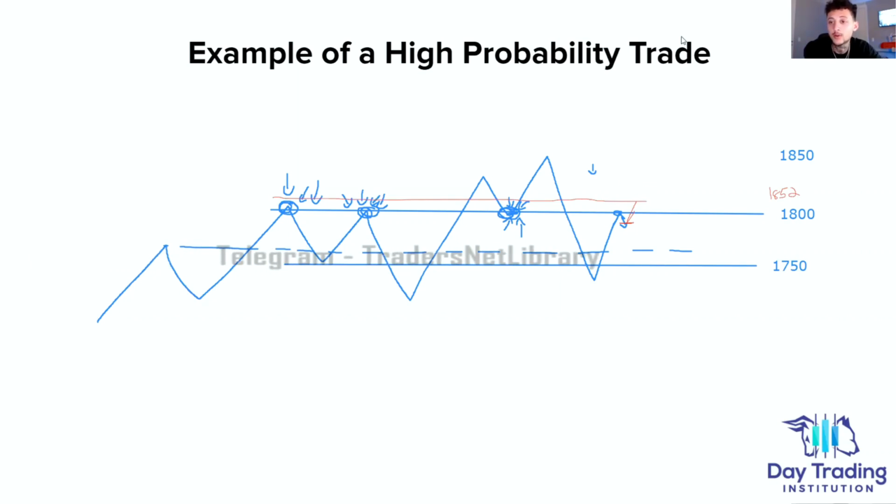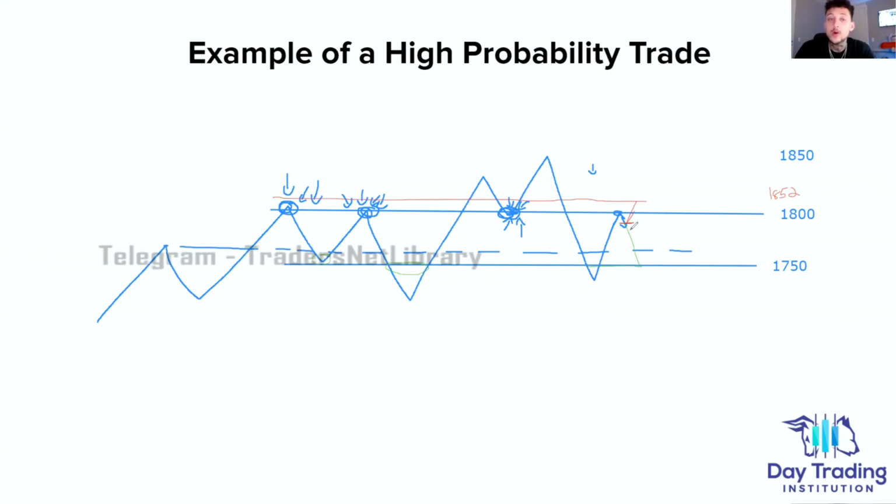Now you have to ask yourself, okay, where am I going to get out? And that's going to be 1750. Why? Because every time price came down near 1750, it had some consolidation or it decided to reject and move in the opposite direction. So that's where you want to get out and take your profits when you're right. I can incorporate risk management and risk reward, but I just want you to take an example of what a high probability trade looks like.